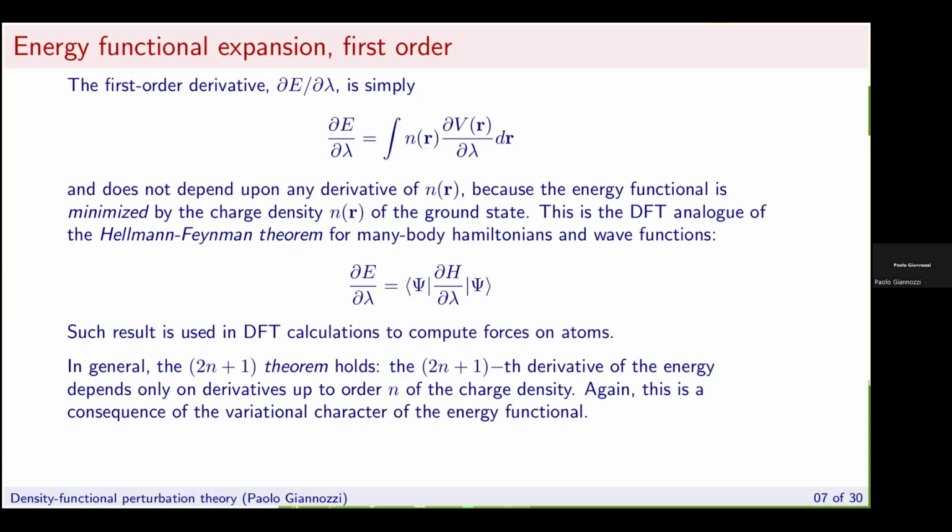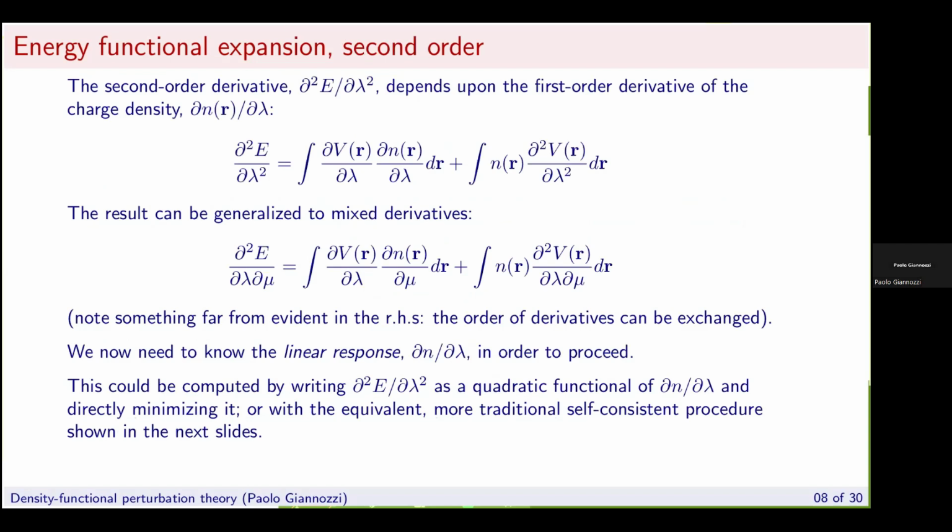And in general, it can be shown, it's relatively straightforward to show, that the derivative of order 2n+1 of the energy depends only upon derivatives up to order n of the charge density. So in particular, the first order derivative does not depend upon the derivative of the charge density. This is known as the 2n+1 theorem.